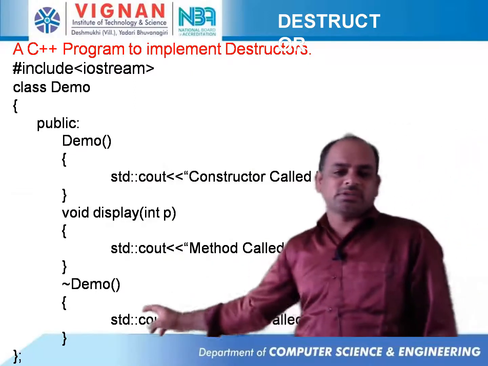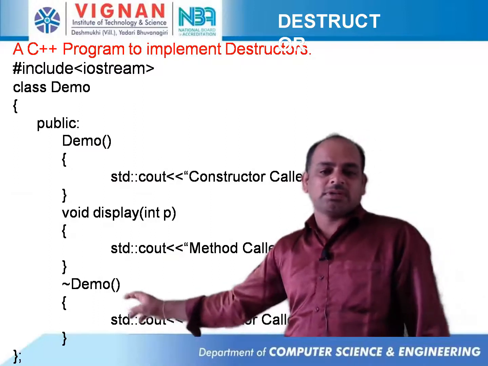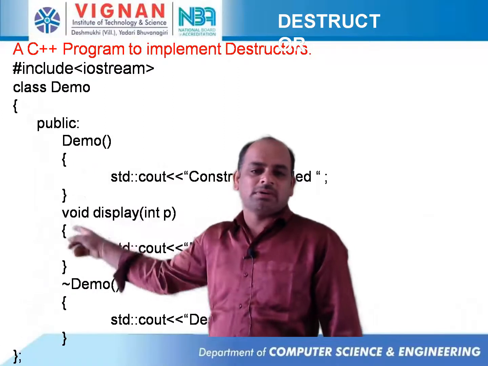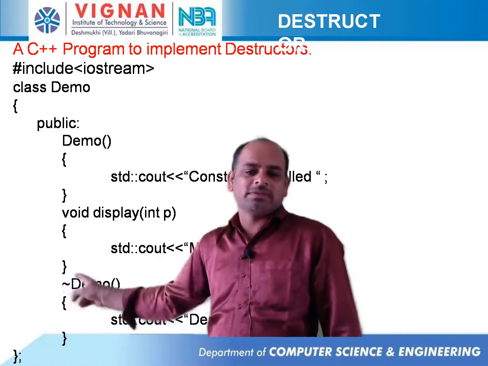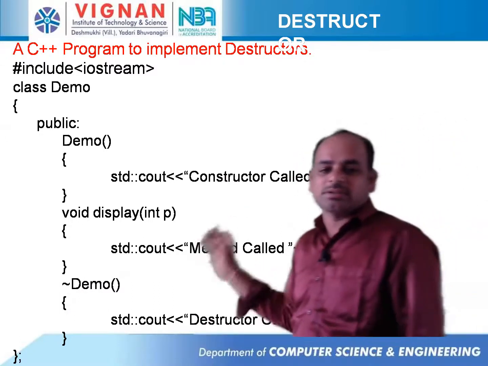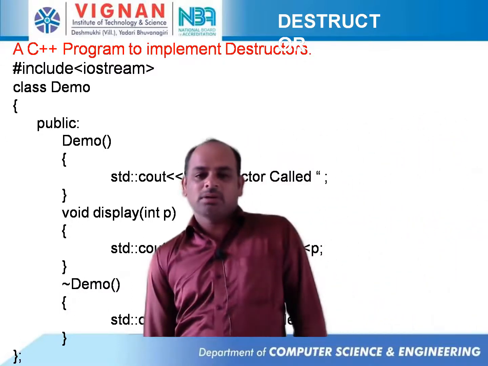Which method is called and will display some p value here. And this is the destructor, right? This destructor is preceded by a tilde operator, you can see here. For the constructor or the member function, there is no tilde operator. For the destructor, it has the tilde operator, and "destructor is called". These kinds of messages you will get here.